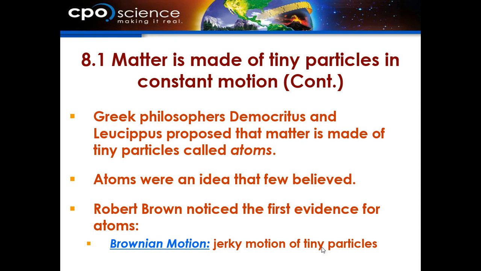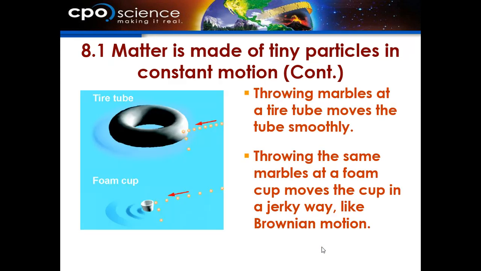Robert Brown was the guy that first provided evidence for this. Atoms weren't highly believed in, and this guy comes around and notices that in that chunk there are little particles that are actually moving independent of one another. This jerky motion, he calls Brownian motion, and that's described here. Tire tube, foam cup. We throw a marble at a tire tube. It's going to move a little bit, but not a lot. We throw it at that foam cup. That's that jerky motion we're referring to, called Brownian motion. So that was our first evidence for atoms making up matter instead of it just being a chunk of something.